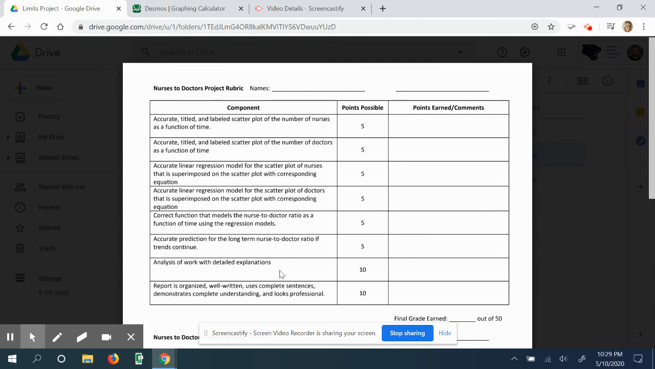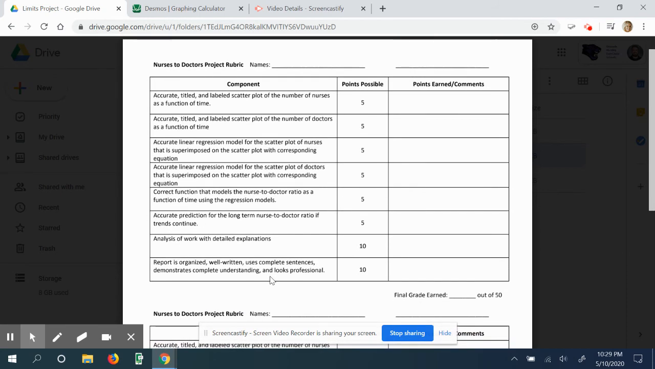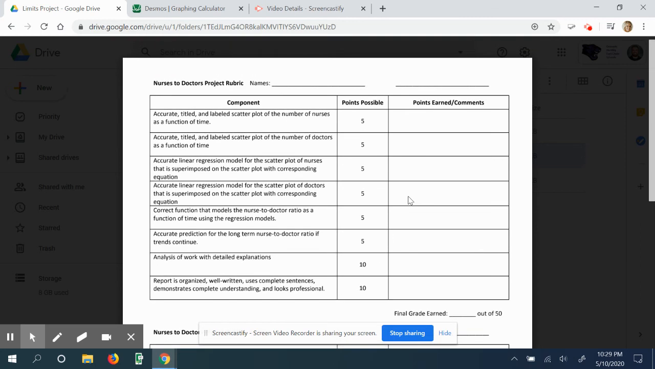All right, then I'm going to look for the analysis of your work. So make sure you explain in detail what you did. And finally, the last one, organized, well-written, complete sentences, demonstrates complete understanding, and looks professional. So this is a capstone project. So this is a final project. And so I do expect it to look real neat and nice.